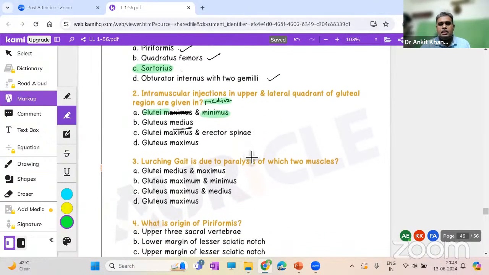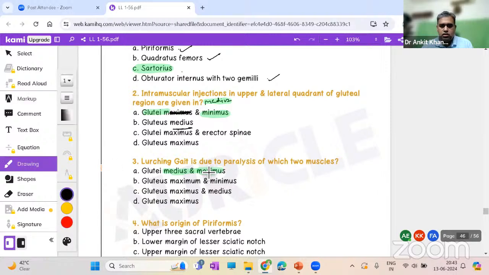Lurching gait is due to paralysis of which muscles? Lurching gait, we have just seen, is gluteus medius and minimus. So here option A, if you don't want to edit that, then we can simply go to gluteus medius, or you can edit it to medius and minimus, that is also fine. It definitely goes into gluteus medius, and it's a bit deep, so it will go to gluteus minimus, because minimus was deep to the medius.